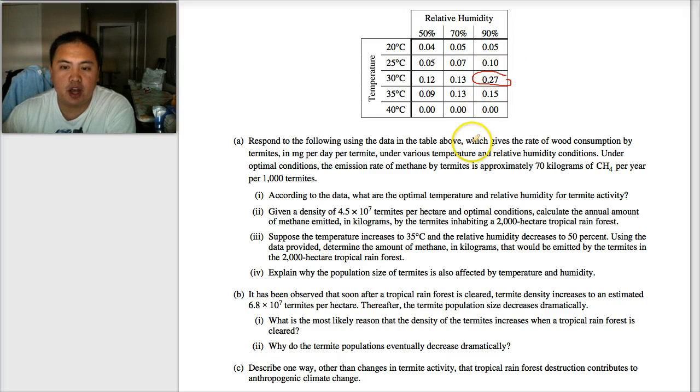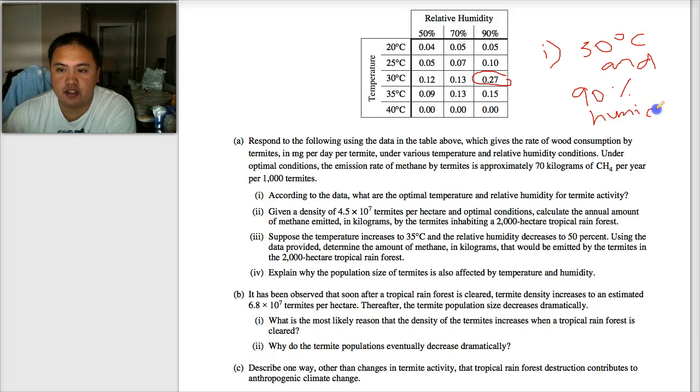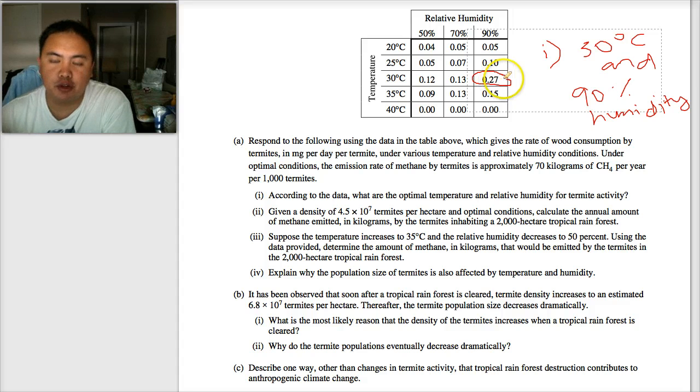So that tells me the optimal conditions, and this is how I want you to write it. I know Natalie asked this question earlier. If I was writing an essay, I'd do one parentheses like this, and I'd say the optimal temperature and relative humidity are 30 degrees Celsius and 90% humidity. So basically what I'm saying is that if the temperature is 30 and the humidity is 90, the termites will munch the most wood.